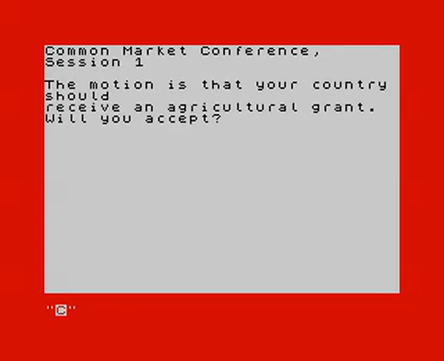Back to the common market. They'd like to give me an agricultural grant. I'll accept that. I like money for food. We want to contribute more to the budget. Of course we should. We believe in the solidarity of workers across Europe. And we should also supply the market's armies. We have the best armies and we should share them, not just keep them up our sleeves.